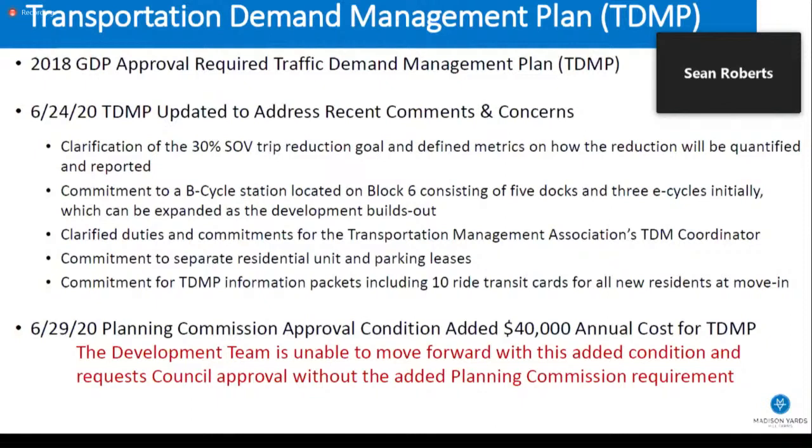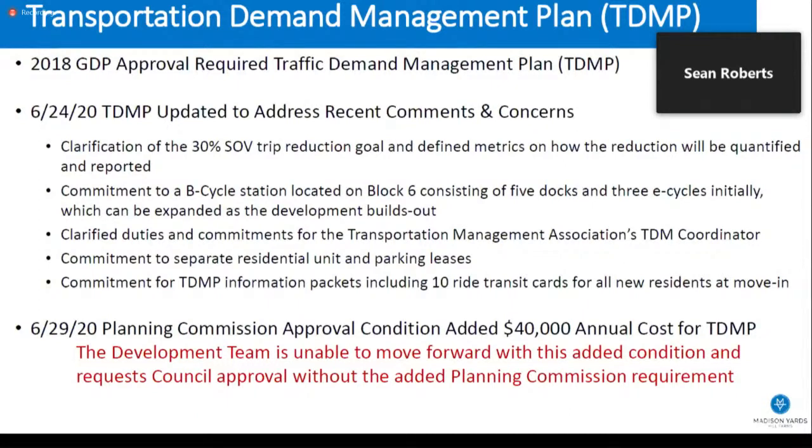On June 29th, we went back to the Planning Commission and discussed our plan, which included specific firm commitments and clarifications. We clarified the 30% single occupancy vehicle trip reduction goal and defined metrics on how the reduction will be quantified and reported. We committed to fund a B-cycle station located on Block 6, and we clarified the duties and commitments for the Transportation Management Association's TDM coordinator. We also committed to separate residential unit and parking leases, which is a known strategy for reducing traffic, and to provide TDMP information packets, including 10-ride transit cards, for all new residents that move in.